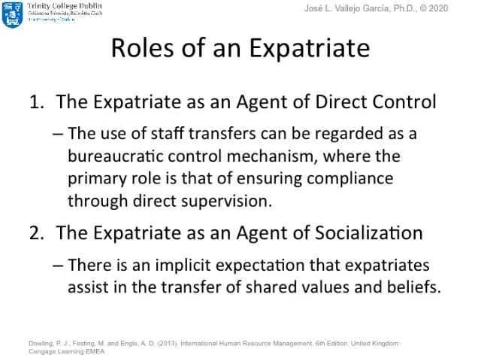And what about agents of socialization? Well, there is an implicit expectation that expatriates assist in the transfer of shared values and beliefs. By sending a person to a different location, you're not only sending a person, you're sending a part of your organization. You're sending your value system, you're sending your organizational culture, you're sending your practices, you're sending the way you do things. And through the socialization process of the expatriate abroad, those things can be transmitted from one location to another.